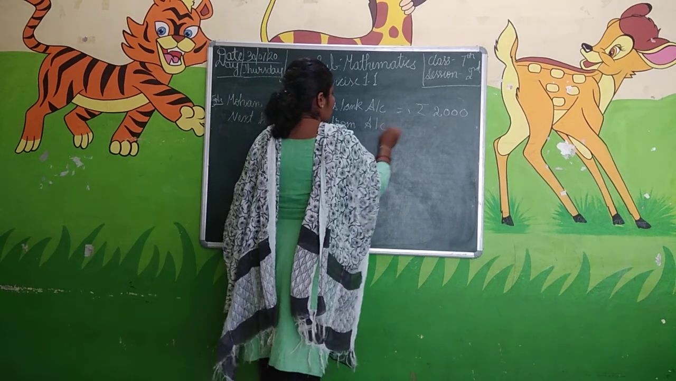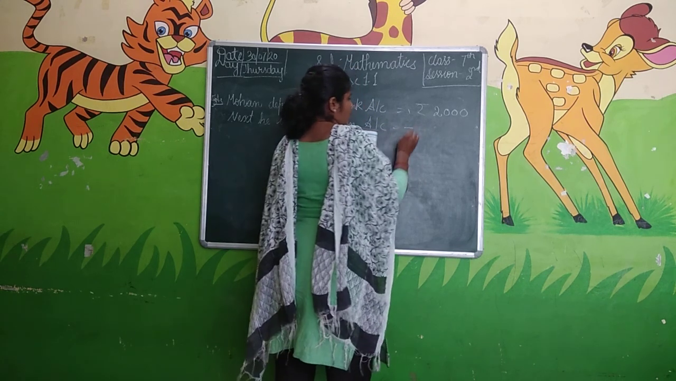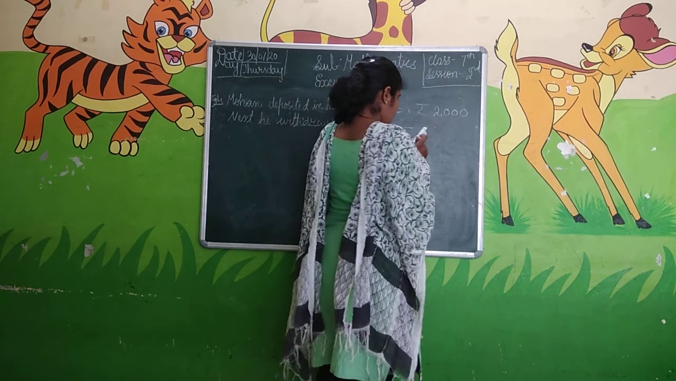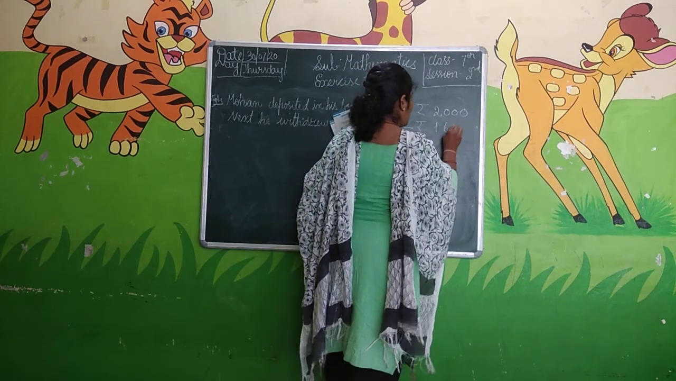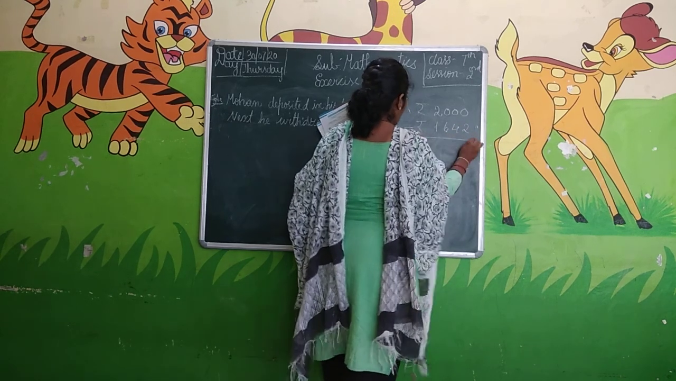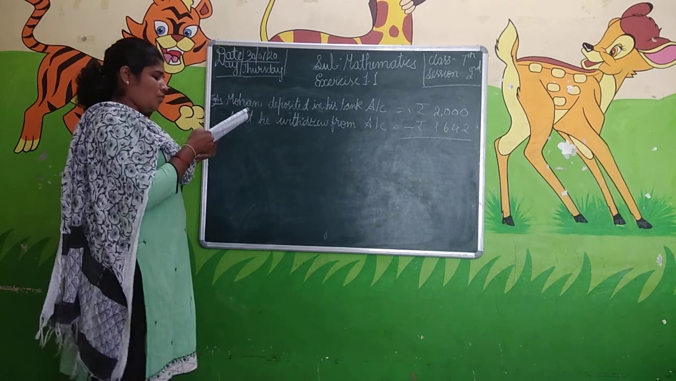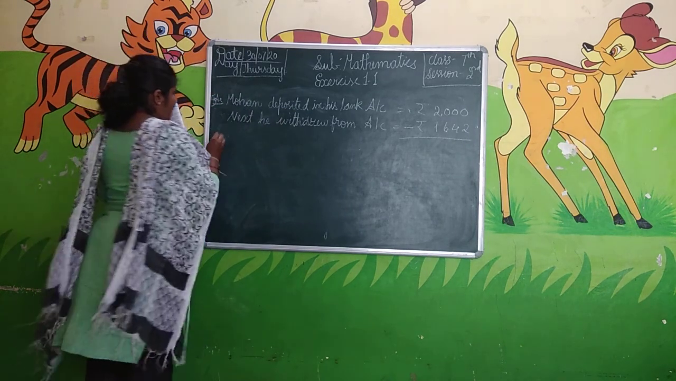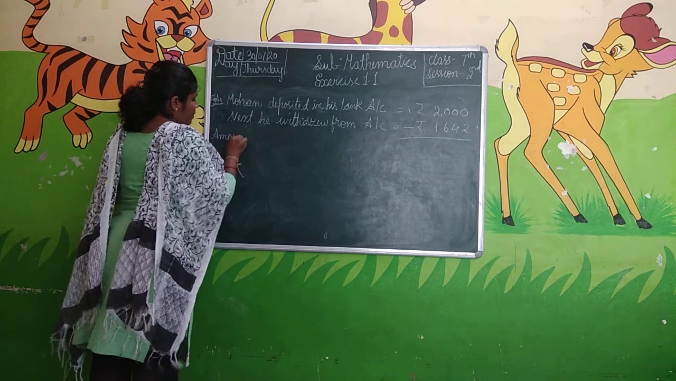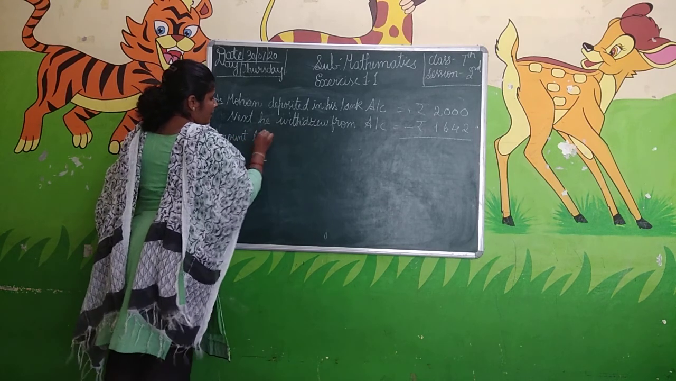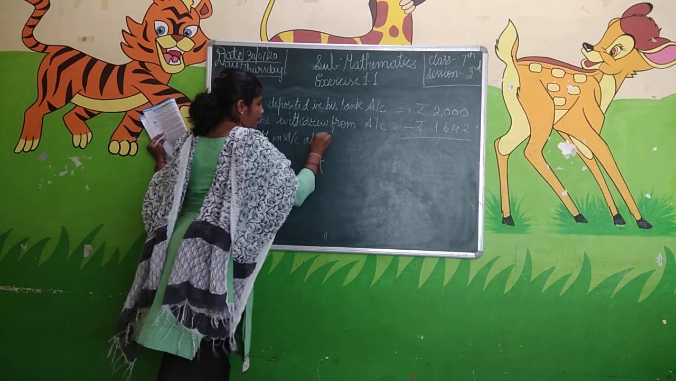How much has he withdrawn? They have mentioned that you have to write the withdrawn amount as a negative number, with the negative symbol. So how much has he withdrawn? Minus rupees 1642. And again they are asking: find the balance in Mohan's account after the withdrawal, the amount left in the account.